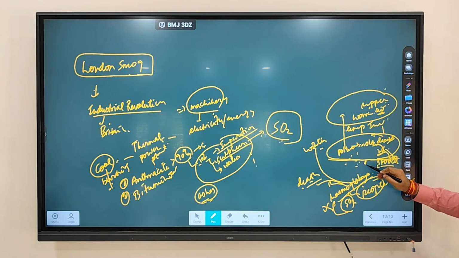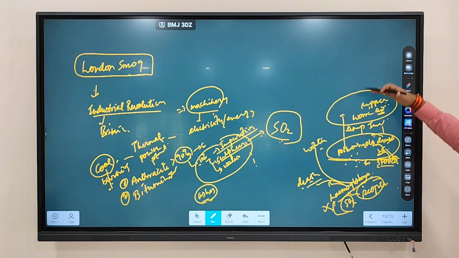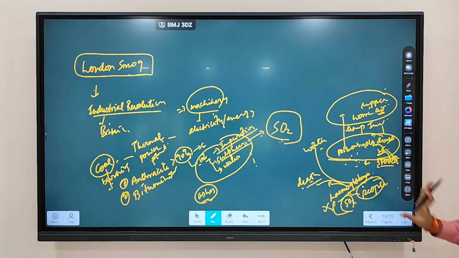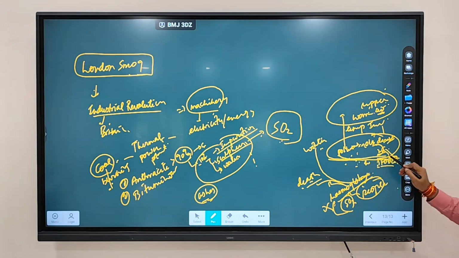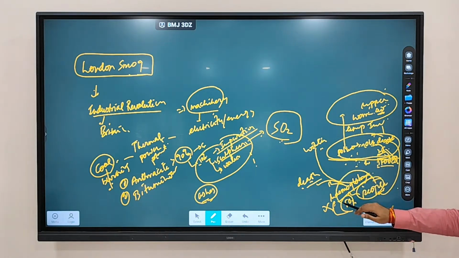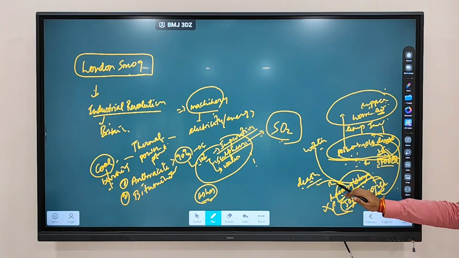When summer is there, the Earth will get heated. When the Earth gets heated, what will happen to the air? It will also get heated, so it will rise up. So in summer, this sulfur dioxide is going to go up, but in winter it is not going to go up. It will remain trapped closer to the surface. When it remains trapped closer to the surface, people will inhale it, and when people inhale it, problems will be created, death will be created. Such types of smog are referred to as London smog, winter smog, or sulfurous smog.